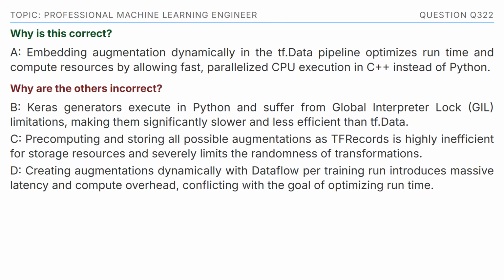Why is this correct? A. Embedding augmentation dynamically in the TF data pipeline optimizes runtime and compute resources by allowing fast, parallelized CPU execution in C++ instead of Python.